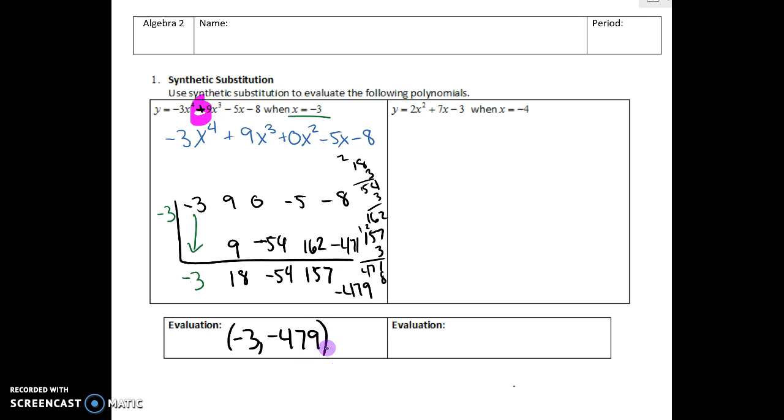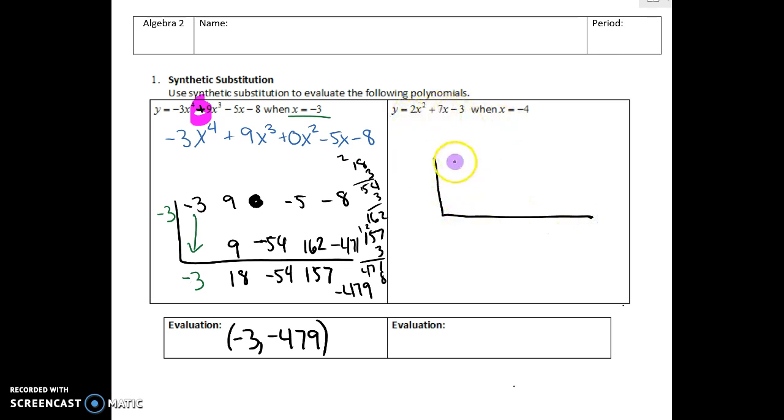You guys could always double check this too by plugging this into your calculator and plugging this value into a table and double checking, but I do want you to show your work on synthetic substitution. So this one, you really have to know to plug in the 0 right there, otherwise you're going to get the wrong answer.